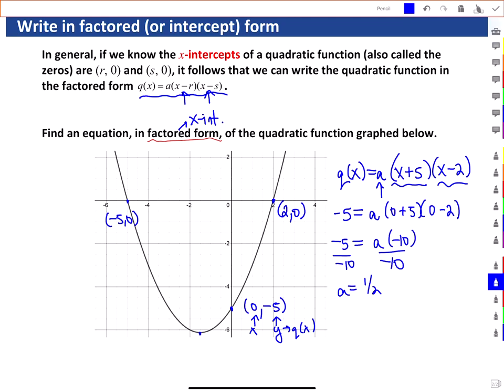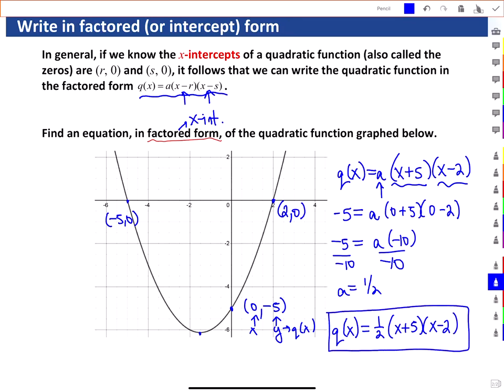Maybe that's why we didn't end up with a nice value for our vertex. But anyway, we didn't end up with a nice value for our vertex, and that's why we've got another form to work with. So q of x is 1/2 times the quantity x plus 5 times x minus 2. That would end up being our equation of this particular parabola.